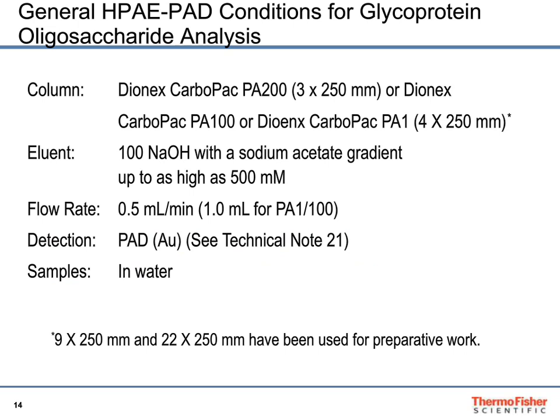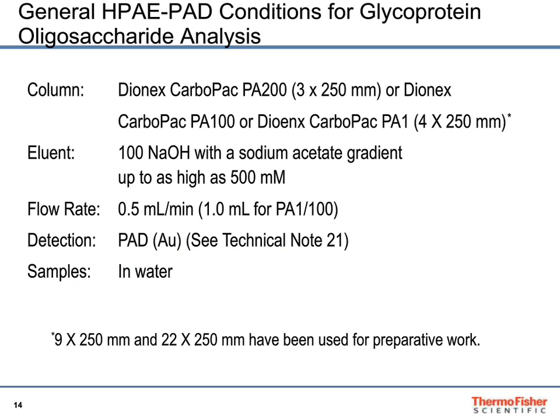And then, as I mentioned, if our carbohydrate is charged or if it's large, I'm going to need a stronger mobile phase. In this case, I'm using sodium acetate. And usually that's delivered in a gradient. I have here as high as 500 millimolar. For glycoprotein analysis, we're generally in the 200 to 300 millimolar range. And then we see our flow rates, pretty typical flow rates for liquid chromatography, and again, our detection by PAD. For more details on that detection, you can see our technical note 21. Samples are generally dissolved in water. They can be dissolved in other things too, but water's typical.